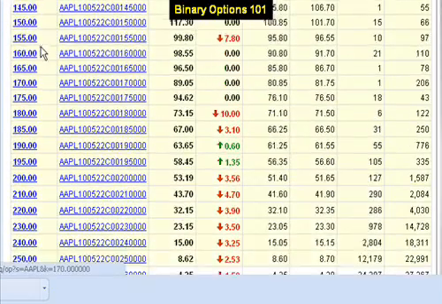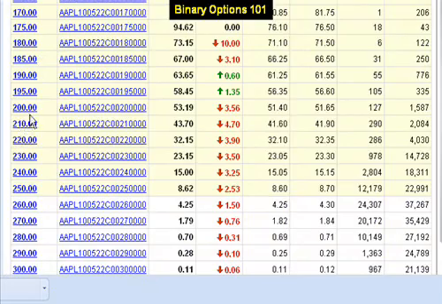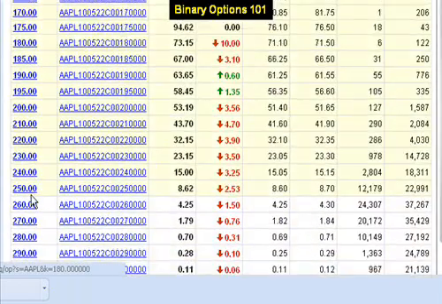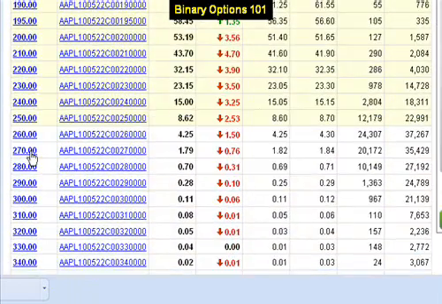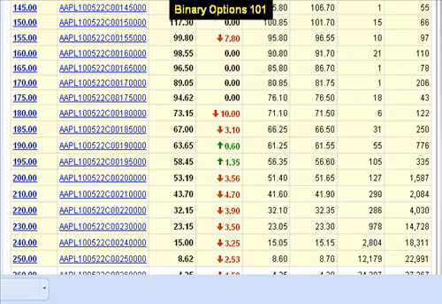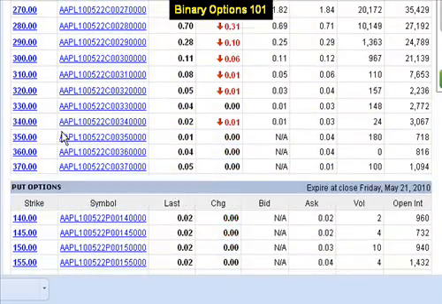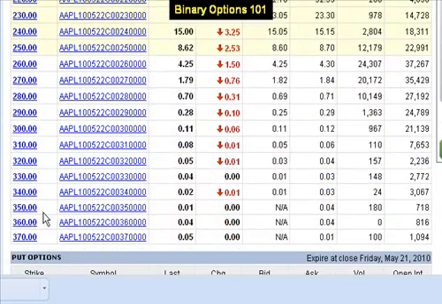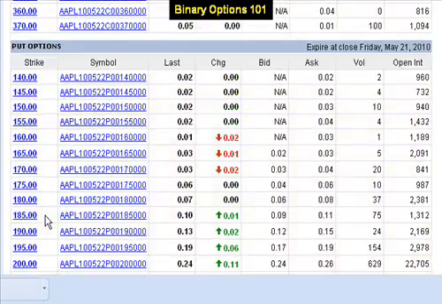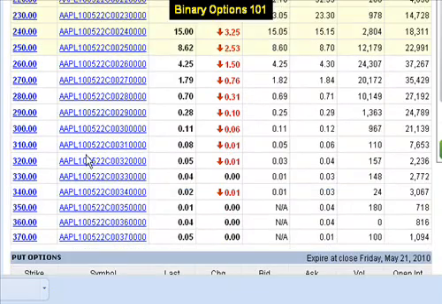Why all these strikes? Well, these strikes are here and they're so far away because, first of all, you've had a considerable advancement on Apple recently, so it's come a long way. And so these are strikes to potentially achieve. So they put plenty out there for investors to possibly trade.